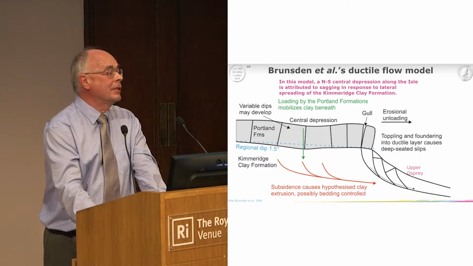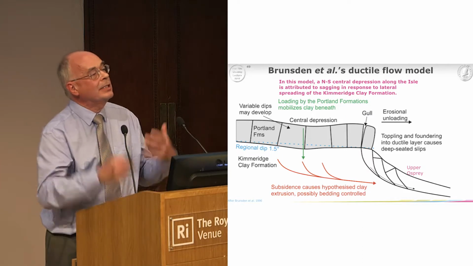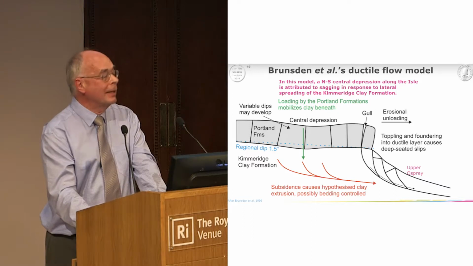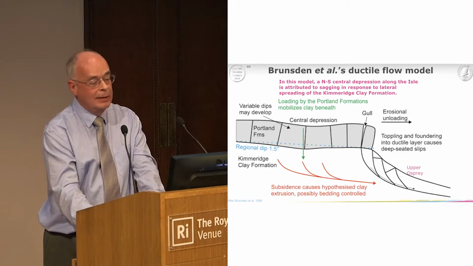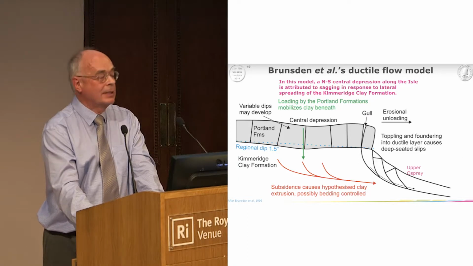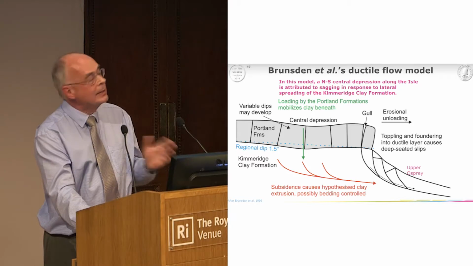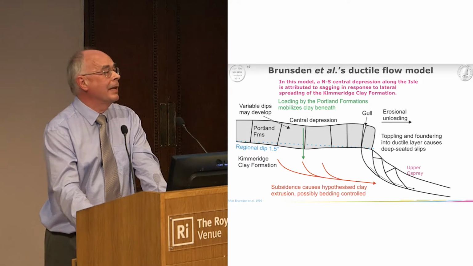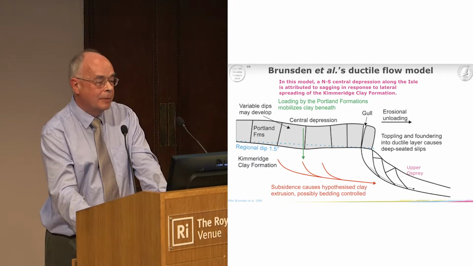But what the model suggested was that the weight of the Portland formation, the Portland sand, the Portland stone, was actually causing it to sink down into the Kimmeridge clay. And this was then causing lateral spreading, ductile flow, and at the coast, this gave way to deep-seated rotational failures. And there would be large blocks of this limestone sinking in, foundering into this ductile layer. Now there is, down the centre of the isle, a depression. And this depression was cited as evidence, or one of the lines of evidence, that this was happening, this sort of sagging into the Kimmeridge Clay.